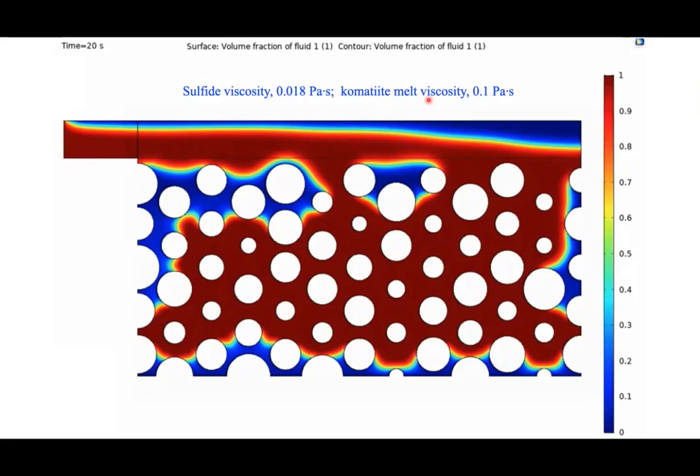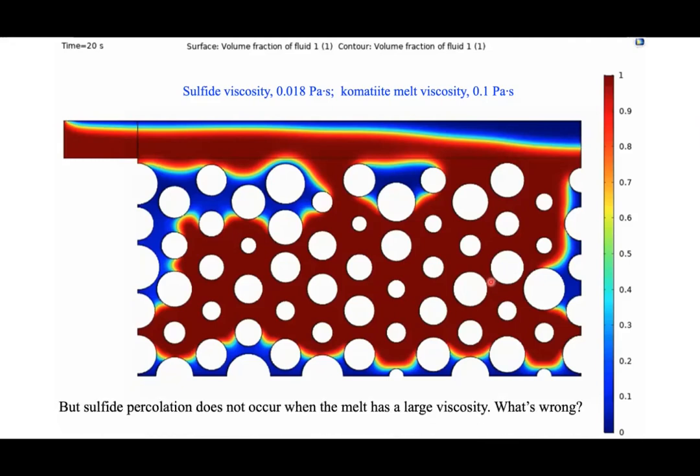So the material's viscosity is also very low and close to the sulfide. But if I try to increase the viscosity of the intercumulate silicate melts, this didn't work. At first, I thought something was wrong in my setting of this model. But when I double checked all of the settings, it still didn't have downward percolation. The sulfide can just flow past and will not go down.